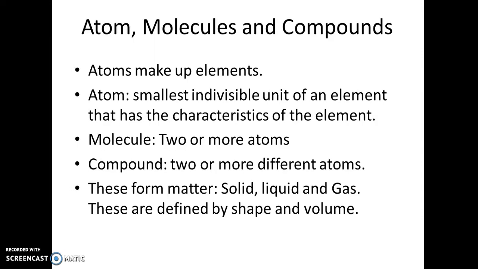So how are they defined by shape and volume? Well, a solid has a definite shape and a definite volume. A liquid has an indefinite shape but a definite volume. And a gas has an indefinite shape and an indefinite volume. So you probably need to make a chart to remember that. Again, solids have a definite shape and a definite volume. Oh, no, sorry, liquids do not have a definite shape, but have a definite volume, and gases have an indefinite shape and an undefined volume.